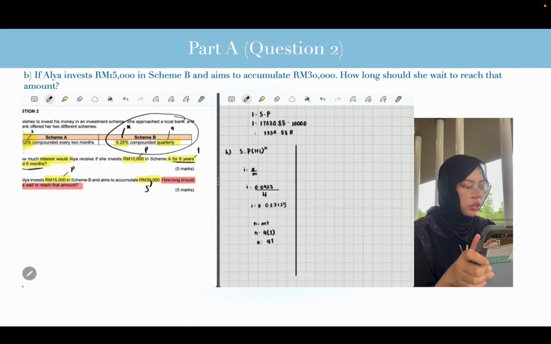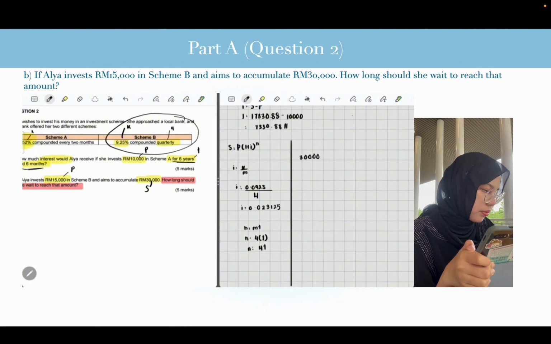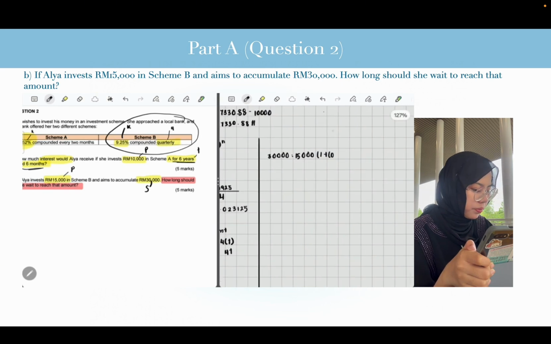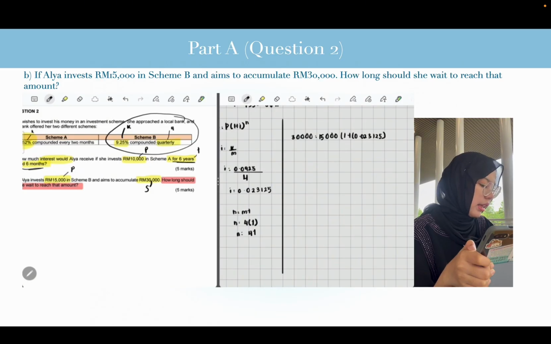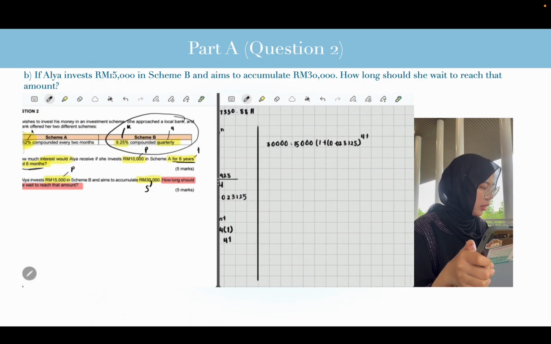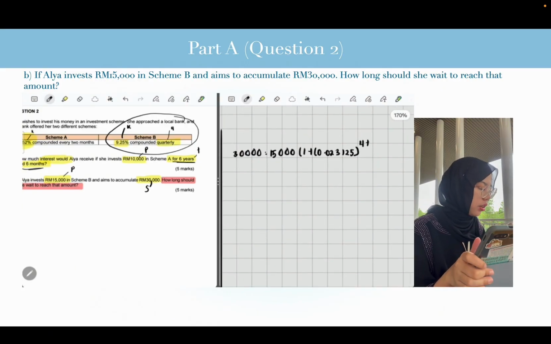So now let's add all the information into the equation, okay? So the S for our question is 30,000 and the P for this question is 50,000. And then 1 plus I, which is 0.023125, to the power of 40. Okay? So when you get this, you will need to get the answer by using log.